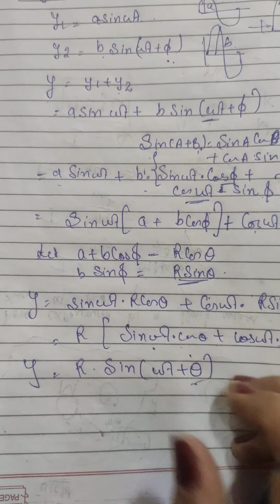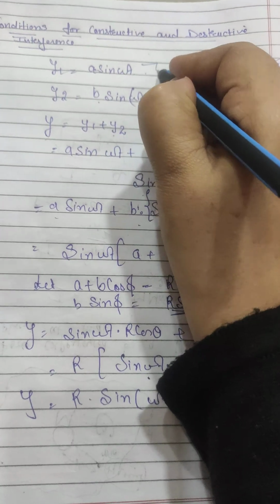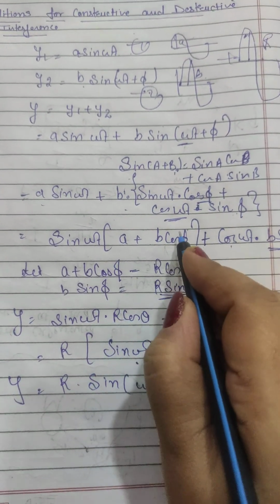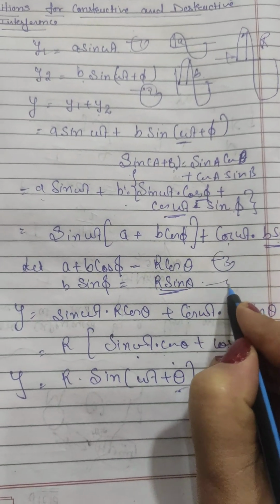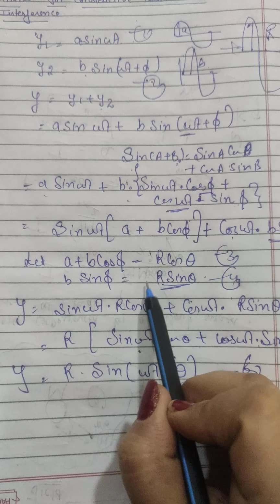Now let us number the equations: 1, 2, 3, 4, and 5. Now, squaring and adding 3 and 4.